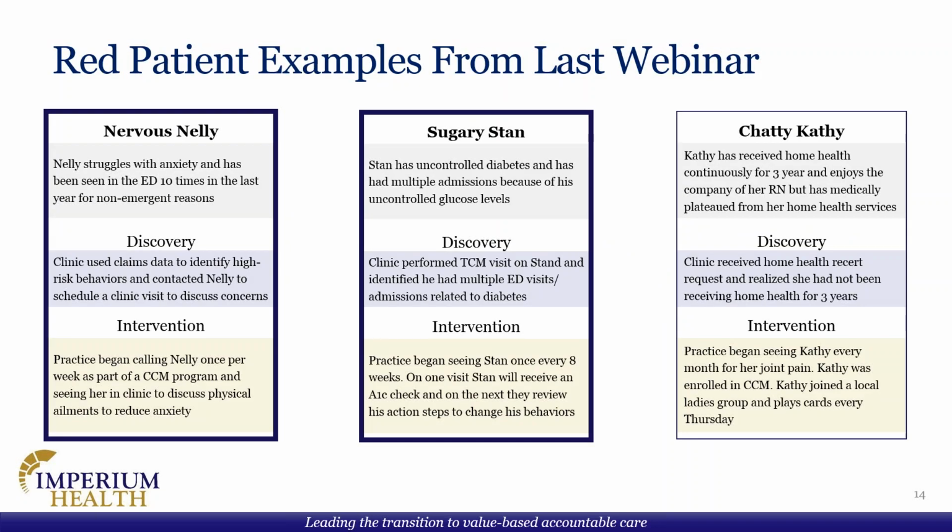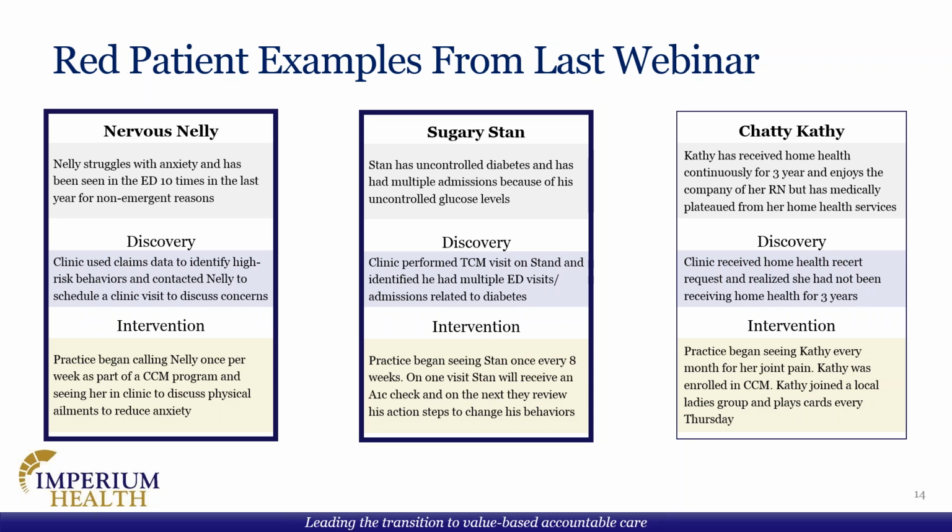To build off our last webinar, we gave 3 examples. Now, all 3 of these examples were real patients that we had worked with. Real patients that I had worked with, or one of my team members more directly had worked with. Obviously their names were not Nellie, Stan, and Kathy, although I'm sure we could all think of a Nellie, Stan, and Kathy that we've interacted with in our own clinics.